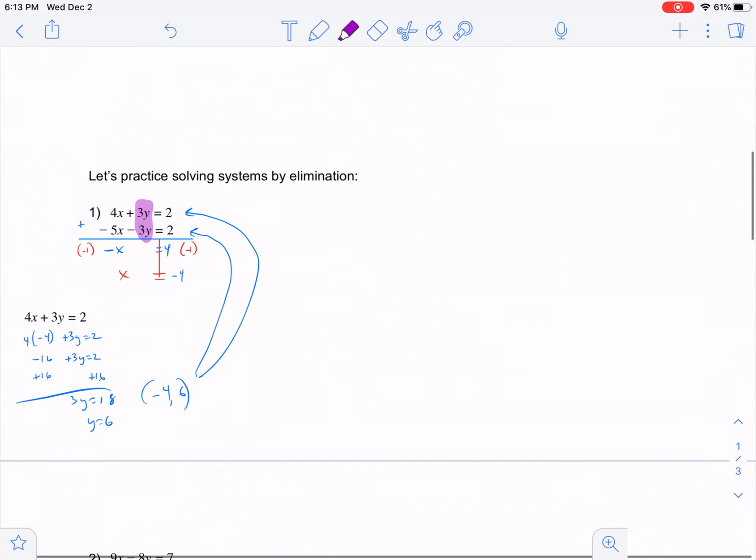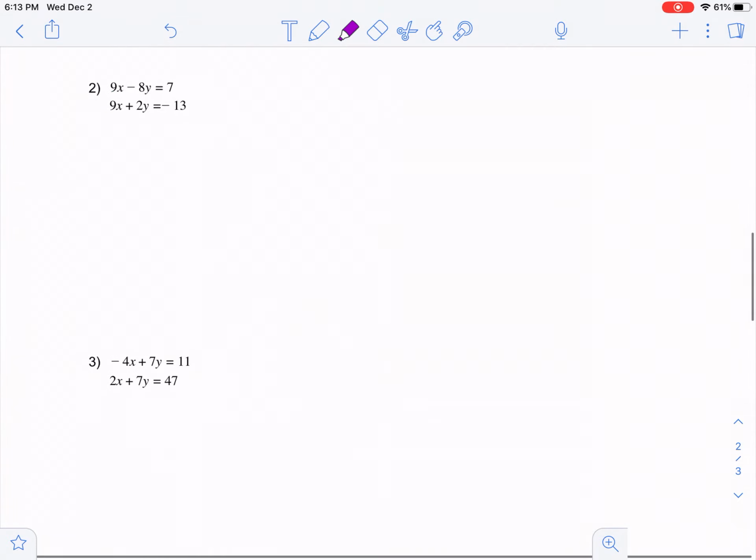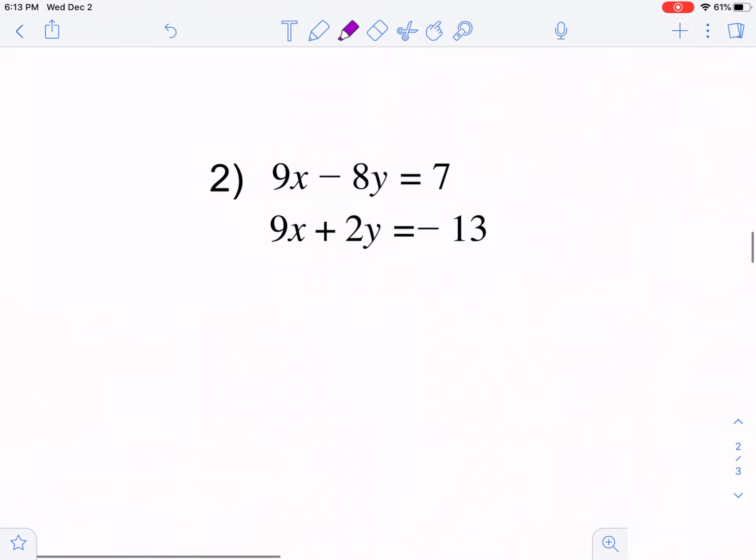All right, that's number 1. So let's do number 2. Now, I'm focusing my attention right here. I can't add them. So realize that if they have the same sign, then just subtract them. If it was negative 9x and negative 9x, you'd still subtract them. That would be like that and that. You'd add them together and you get no 9x. So I'm going to subtract these.